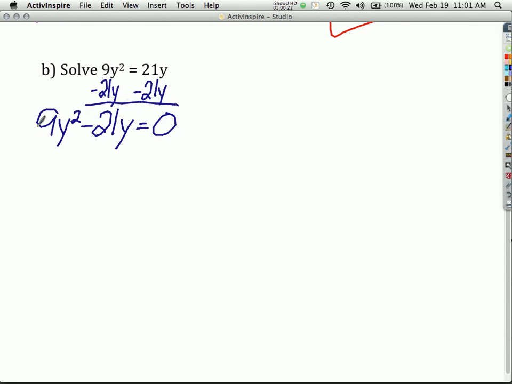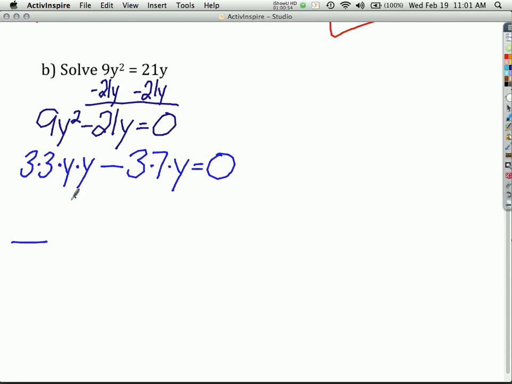So could someone break this down for us into prime numbers and all the variables? What will it be? Hezekiah? Very good. 3 times 3 times y minus, and what about the 21y? What will we rewrite that as? Very good. 3 times 7 times y. And now we will be able to do this.